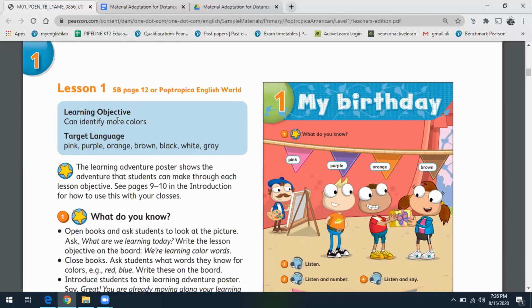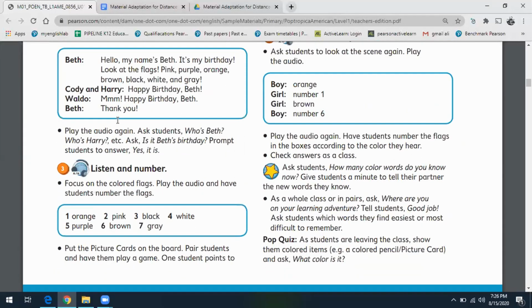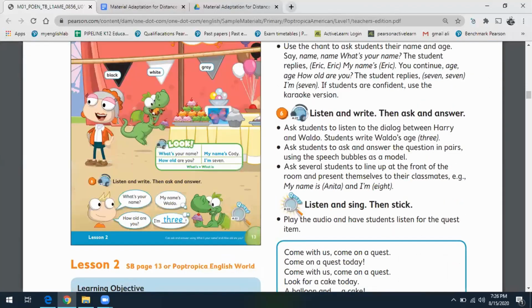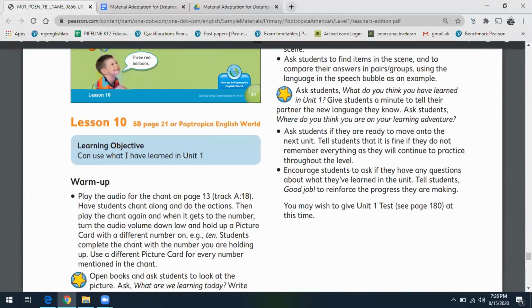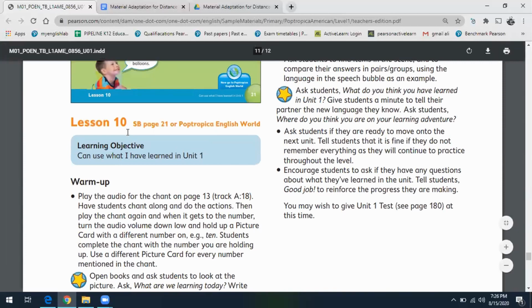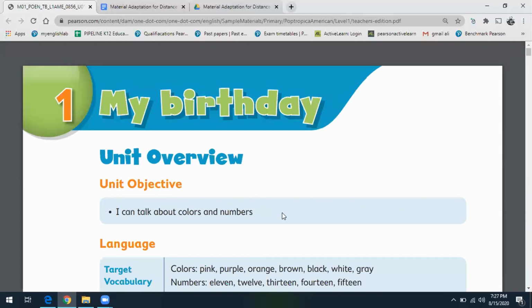Okay. Now we'll go on to the next lesson. So this is lesson 2. Okay, and if I were you, I would read everything until I got a big idea or big picture of how the book was written. Okay, and here, this is the last lesson, lesson 10. Okay, so now that we know that this lesson is actually divided into 10 mini lessons, with its own objectives, but we also understand that those objectives actually go up to students being able to talk about colors and numbers. So that's the most important objectives.